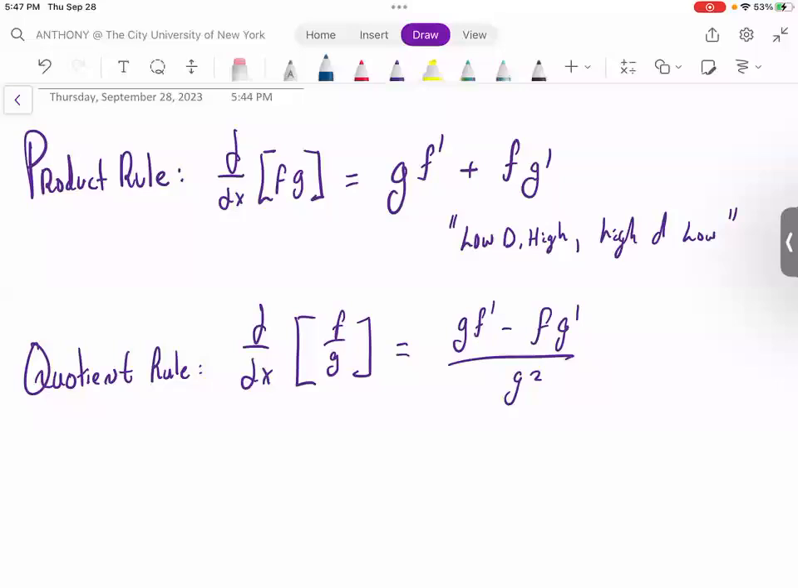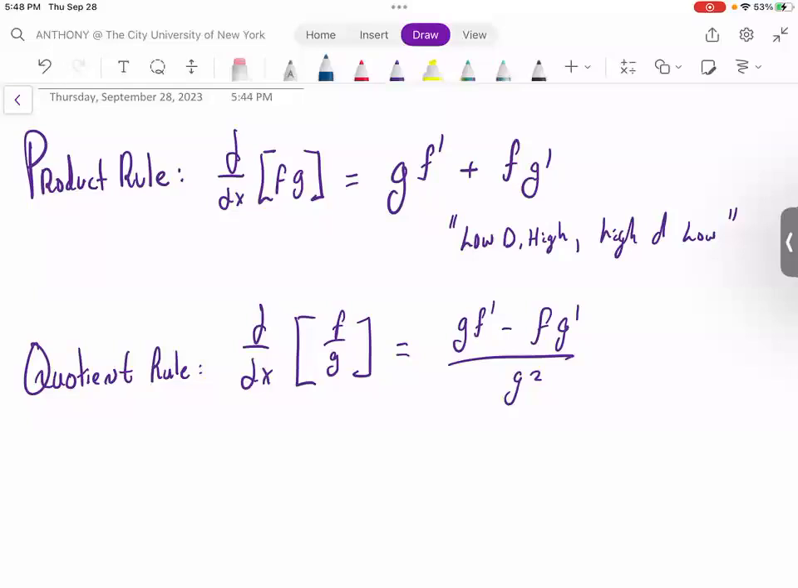This is extremely helpful, by the way, when you get to the quotient rule, because the quotient rule says that if you have f divided by g, then this is simply equal to g times f prime of x minus f times g prime of x. So low d high: low, which is your g, times the derivative of the high, f, minus the high, which is your f, times the derivative of the low, which is g, all divided by g squared. So in short, just remember, low d high, high d low.